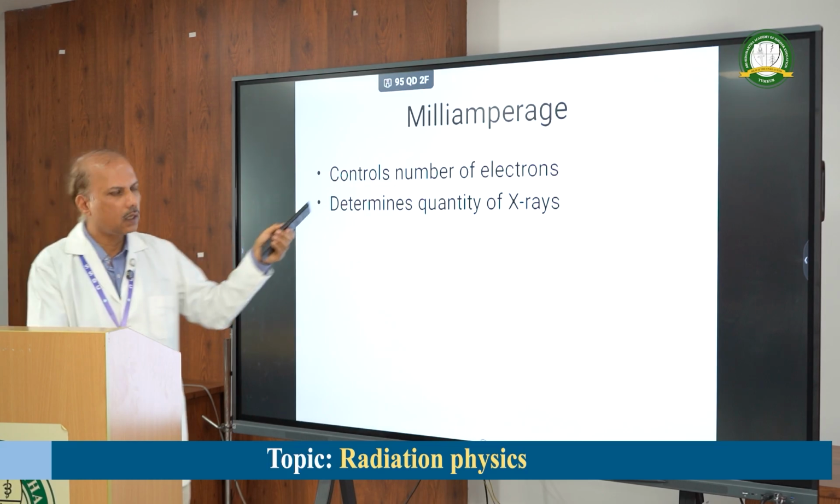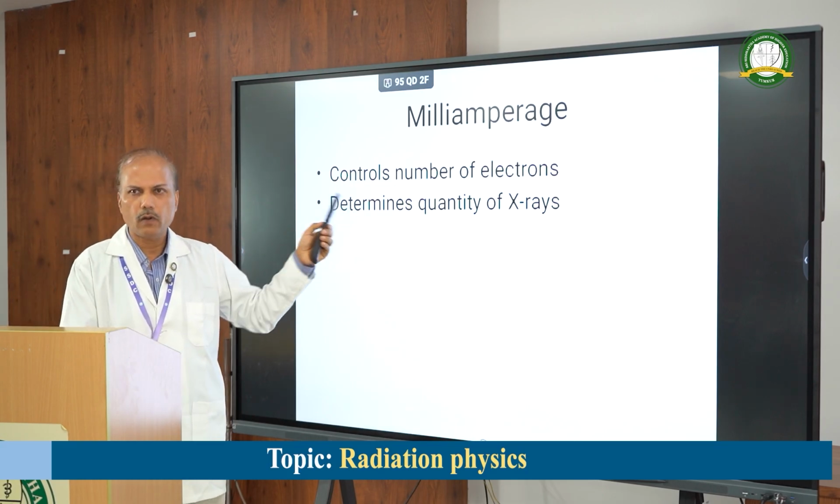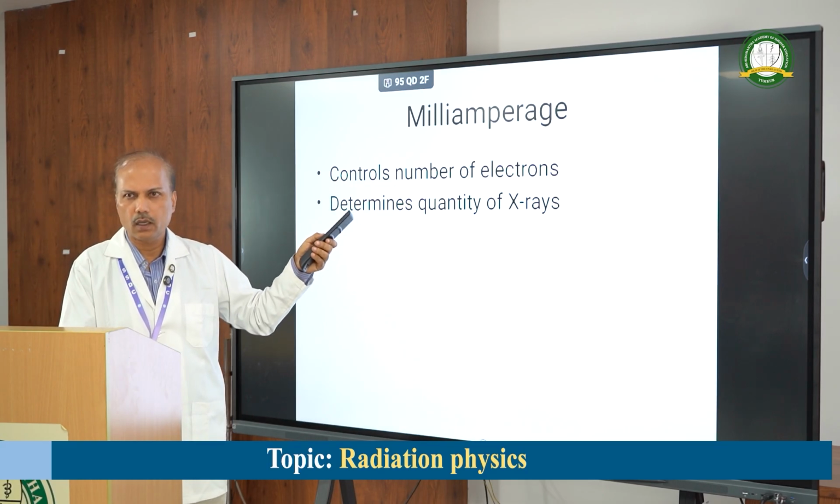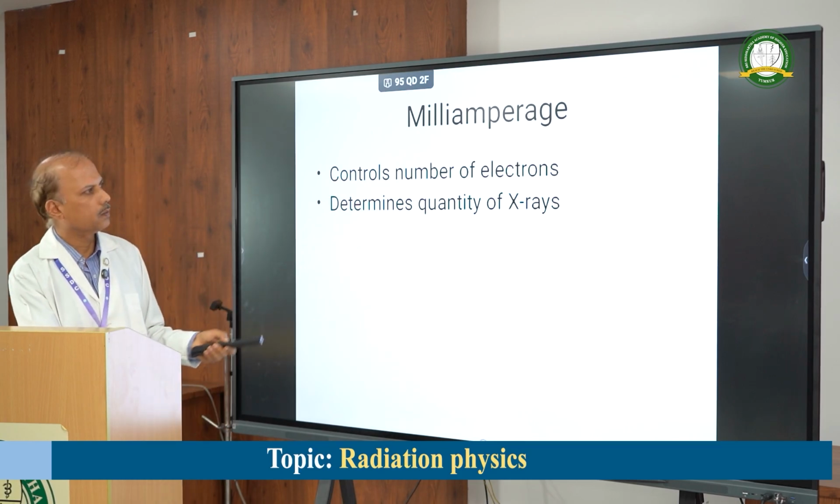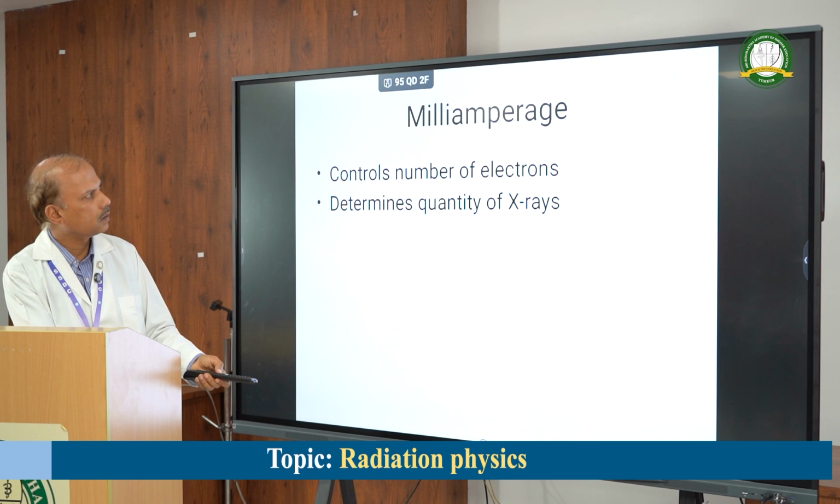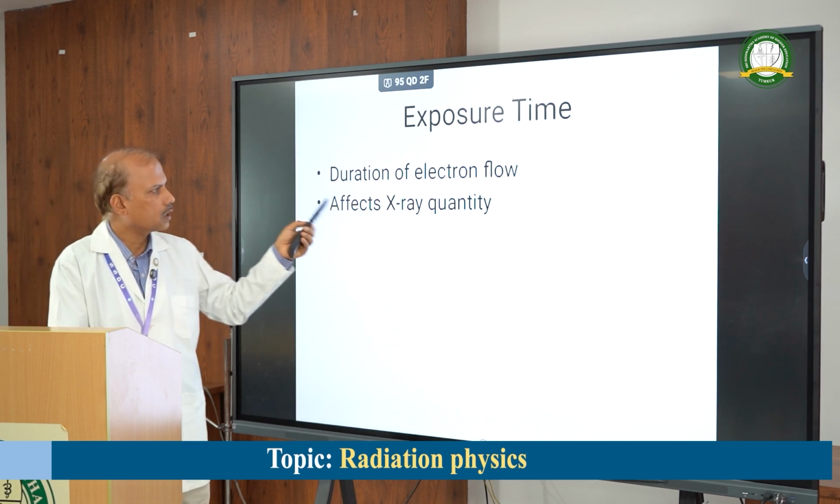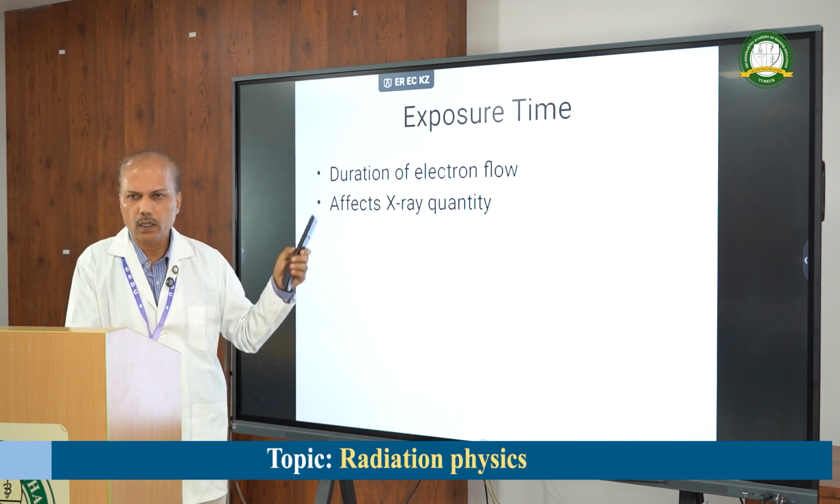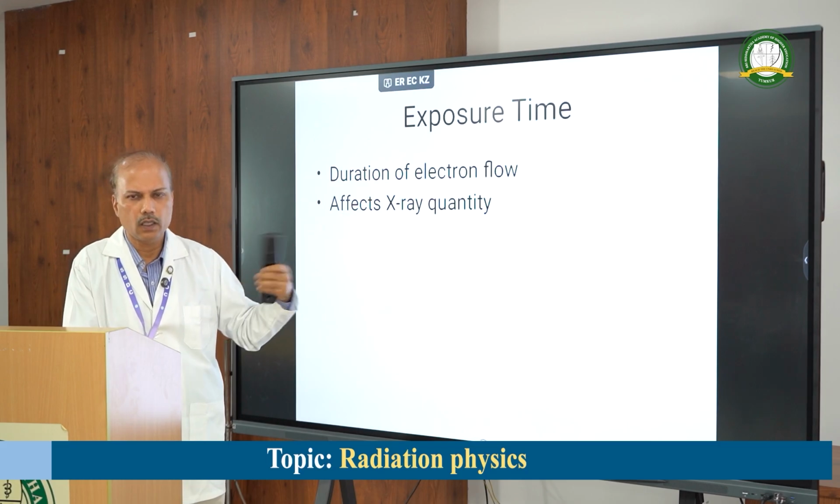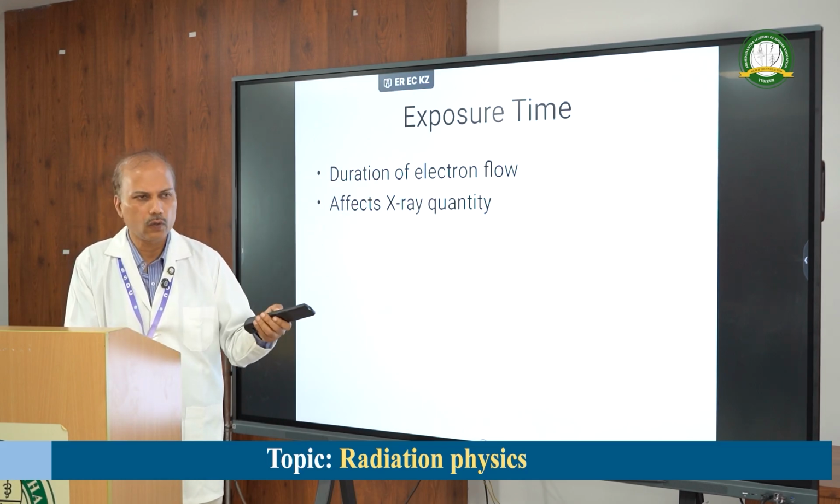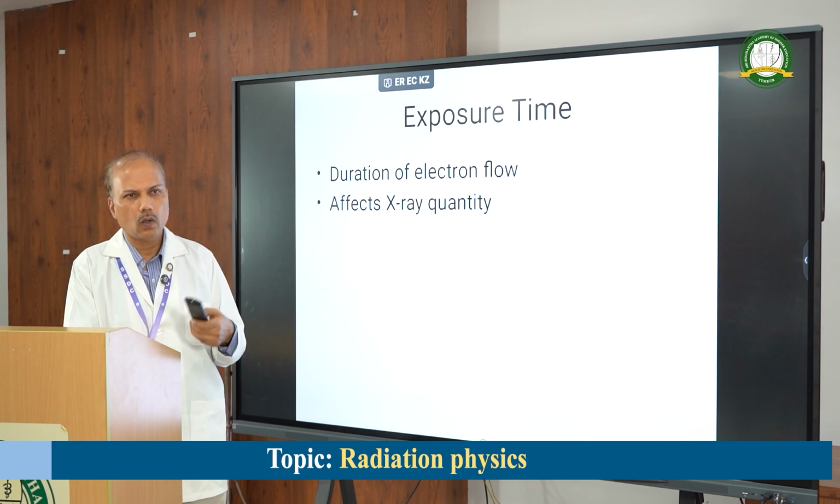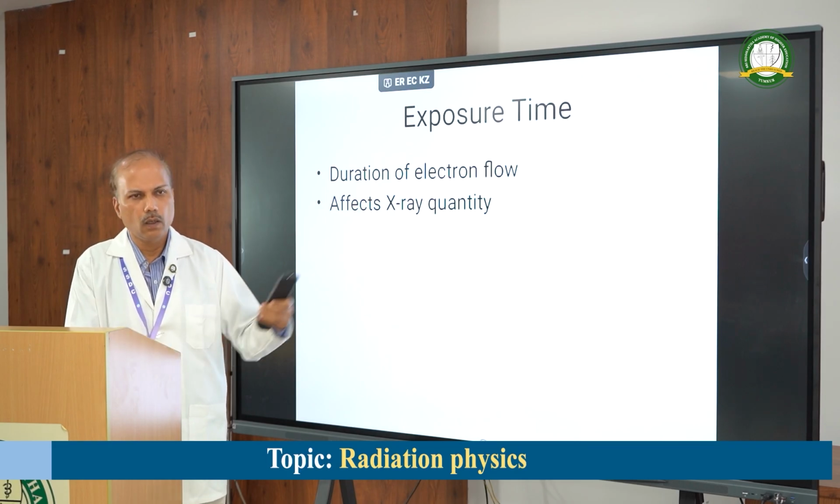Milliamperage controls only the number of electrons. So when the number of electrons is increased or decreased, it only controls the quantity of the X-rays from the X-ray tube. The exposure time is the duration of the electron flow. If you increase the time, the amount of X-rays will be increased, that's all. If you decrease the time, a lower amount of X-rays will be ejected from the X-ray tube.